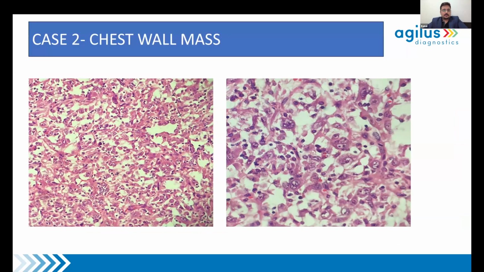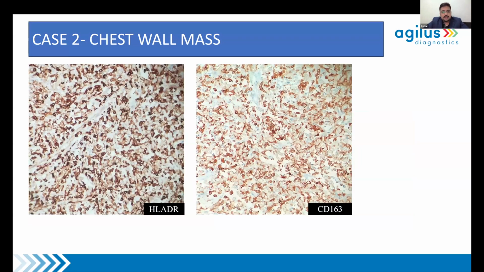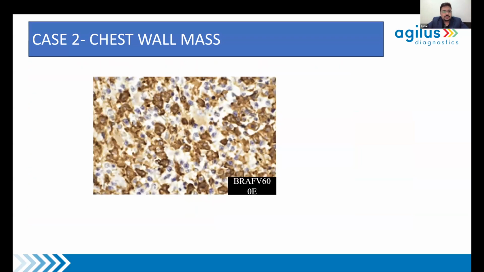Then this is another example of a chest wall mass in a young 18-year-old male patient. And you see that there are these large polygonal cells. And if you observe carefully, one cell seems to be eating the other cell, a phenomenon that we call emperipolysis. And when we threw in our markers, these were positive for our histiocytic markers and negative for all the other differential markers. So CD68, CD4, HLA-DR, CD163, and BRAF V600E.